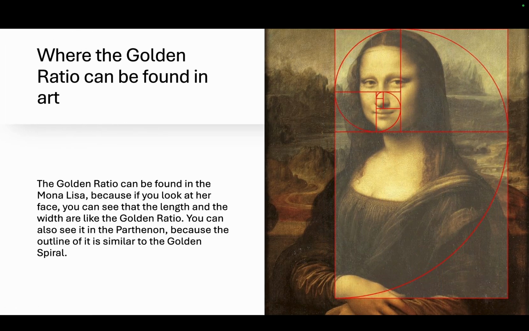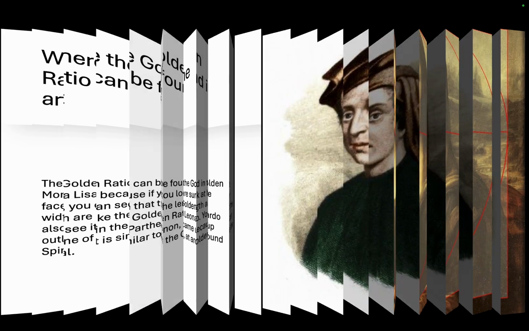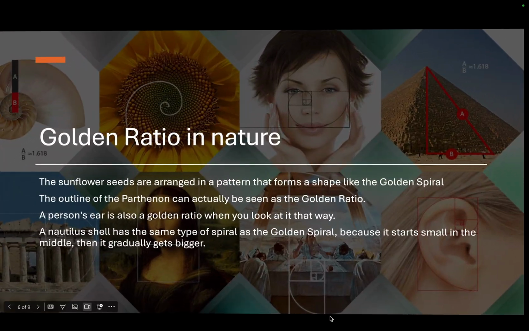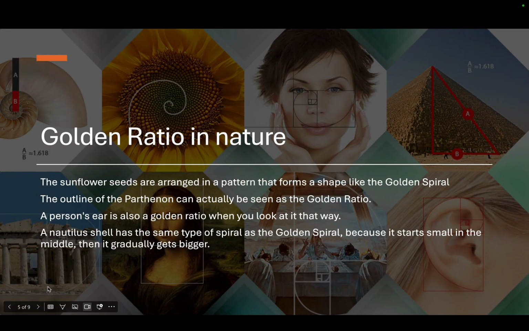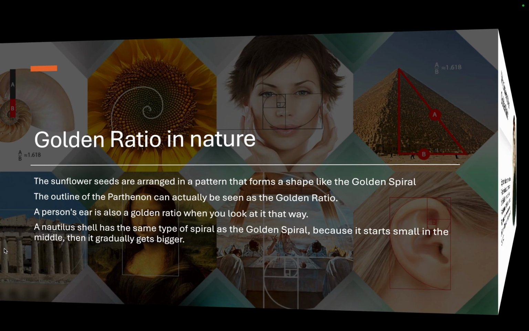Where can the golden ratio be found in art? The golden ratio can be found in the Mona Lisa, because in this picture, as you can see, if you check her face, it would have the golden ratio at around this part. And then it keeps going just like on her body. And then this could also be seen in the outline of the golden spiral in the previous slides. Right here, as you can see, it has the shape right here, which looks pretty similar to a spiral.